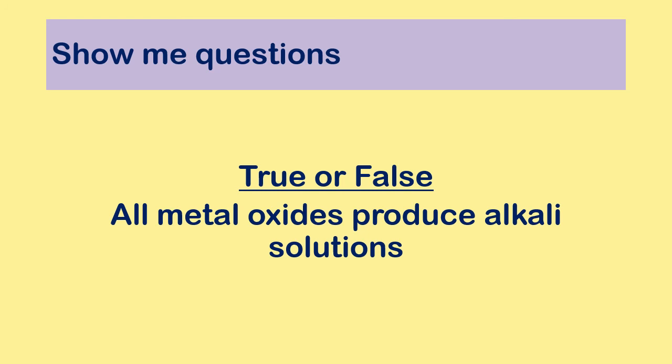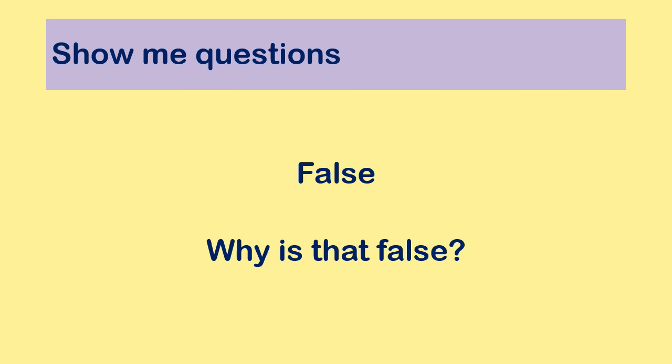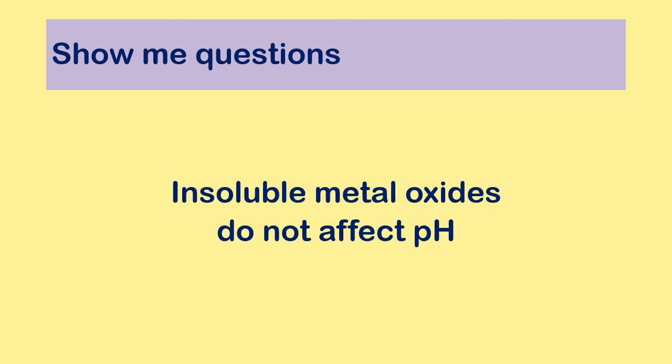So first one, true or false? All metal oxides produce alkali solutions. Well, hopefully you would say that that one is false, but the next question is, why is that false? Why do not all metal oxides produce alkali solutions? Well, the answer is some metal oxides are insoluble, and any metal oxide that's insoluble does not affect pH.